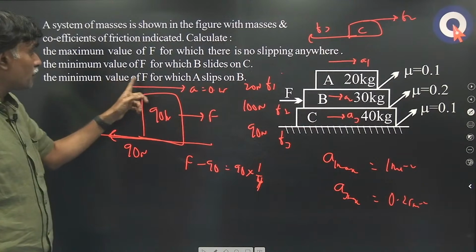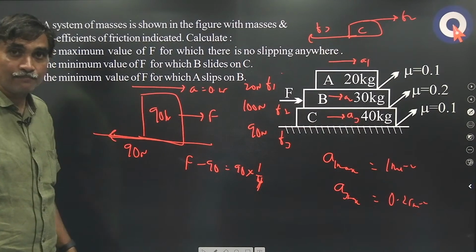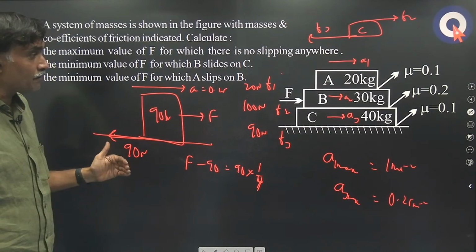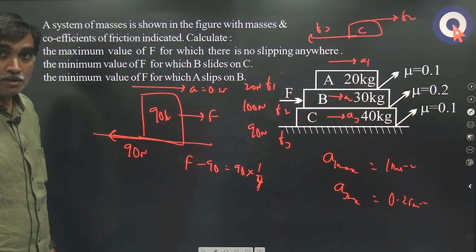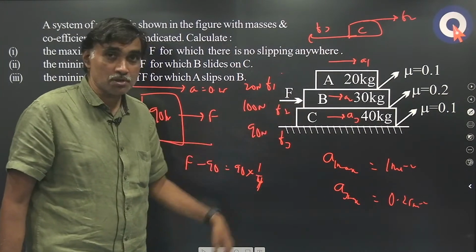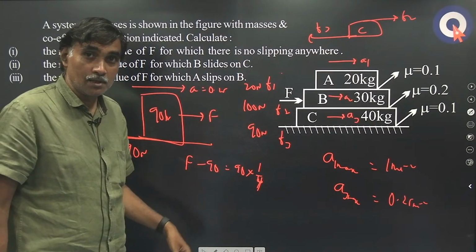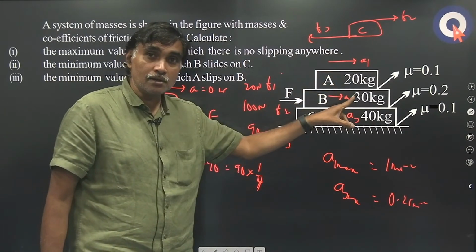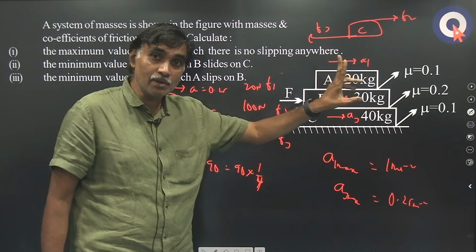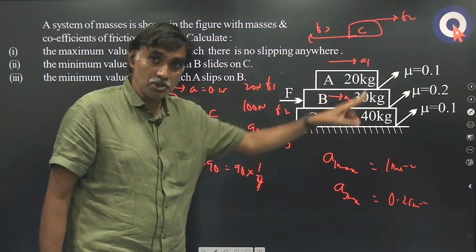the minimum value of F for which A slips on B. Now you go on increasing this force from 112.5. What happens? These two will move together as a single block until the acceleration becomes 1. These two will move together.